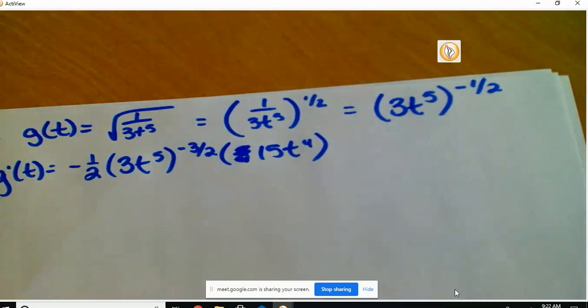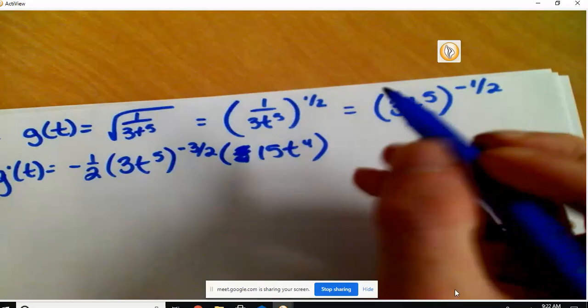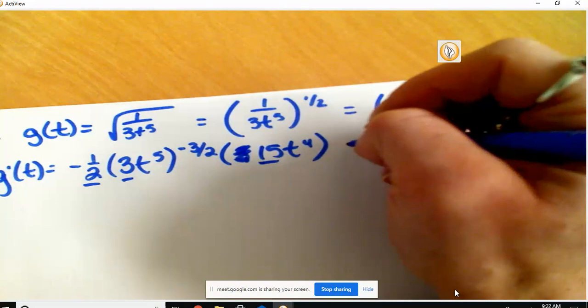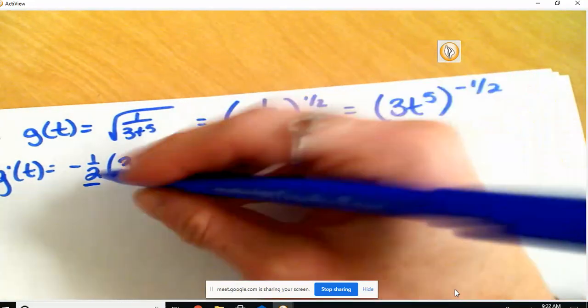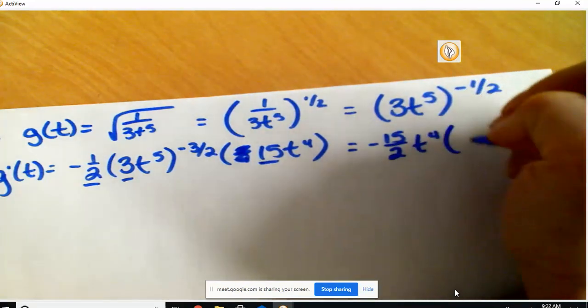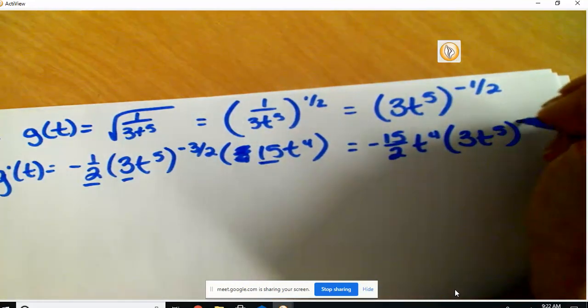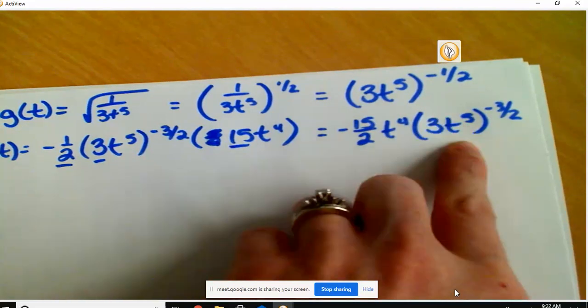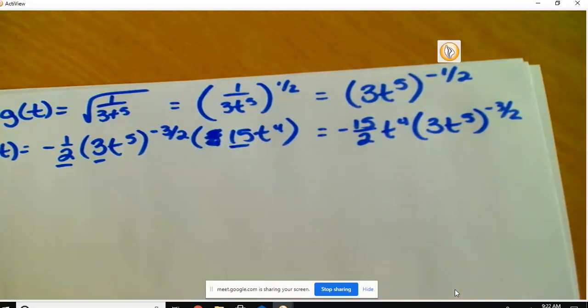Okay, clean that up just a little bit. A lot of times I didn't make you simplify your derivatives entirely, but we can at the very least multiply our coefficients here. So if I take the negative 1/2 times 15, so negative 15 over 2, t to the 4th, times 3t to the 5th, to the negative 3/2. I left my answer like that. You could have changed it if you wanted to drop that 3t to the 5th back down to the denominator and make a big fraction. Did anybody go that far? Okay, so I'm going to leave my answer like this.